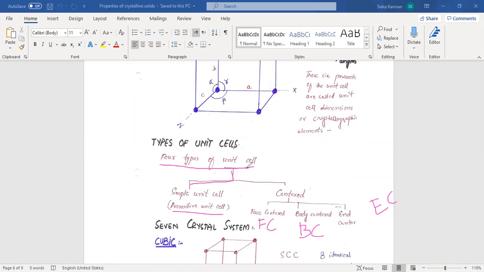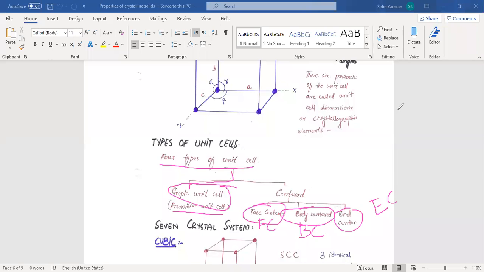So, 4 types of unit cell: simple unit cell, centered, and centered is further divided into 3: face centered, body centered, end centered. So in total there are 4: 1, simple, 2, face center, 3, body center, 4, end center. So these 4 are the types of unit cell. You can say their names in a sequence: simple unit cell, face center, body center, end center. And you can also divide them first and then say their names, like the unit cell is divided into two: simple unit cell and center is further divided into face centered, body centered, and end center.